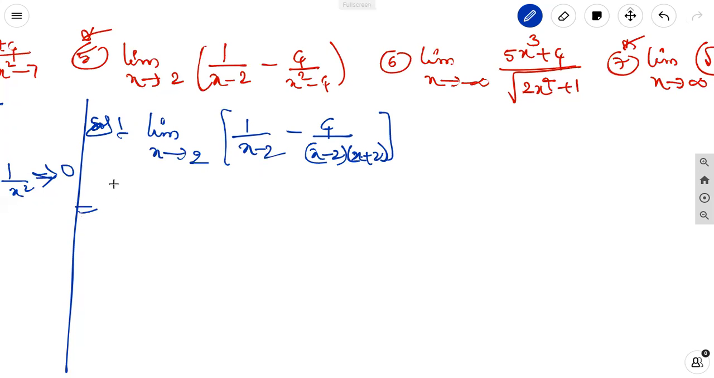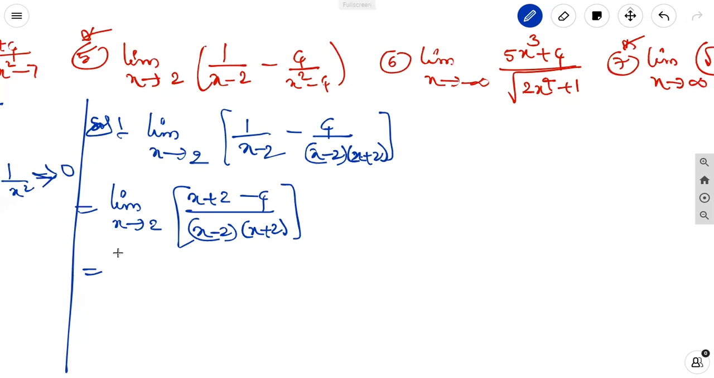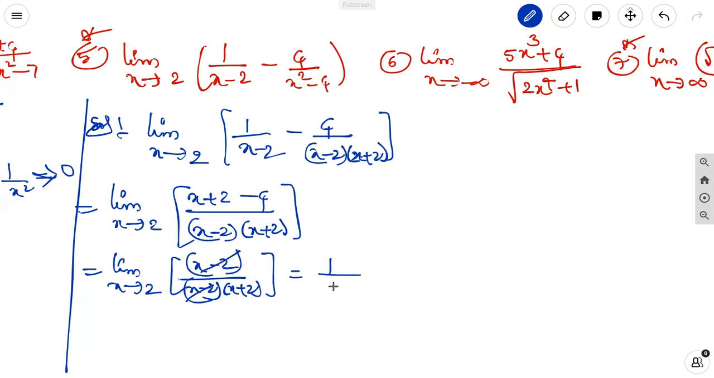Taking the LCM of the given two terms, x minus 2 is already there, the absent one is x plus 2. So x plus 2 minus 4 by x minus 2 into x plus 2. It is equal to limit x tends to 2, x minus 2 by x minus 2 into x plus 2. Here the x minus 2 factor will get cancelled, and now we can apply the limit value of x equal to 2, that is 1 by 2 plus 2. This is equal to 1 by 4. It is the limit value.